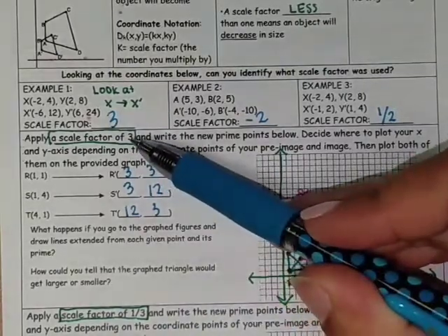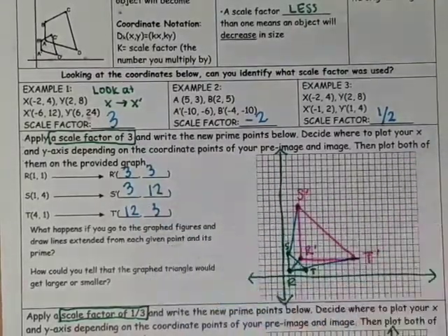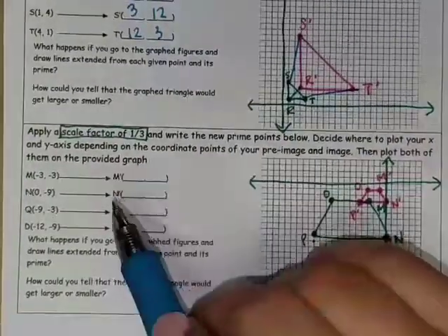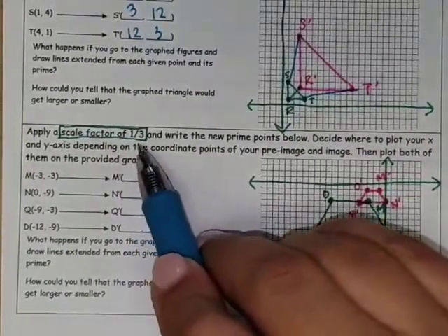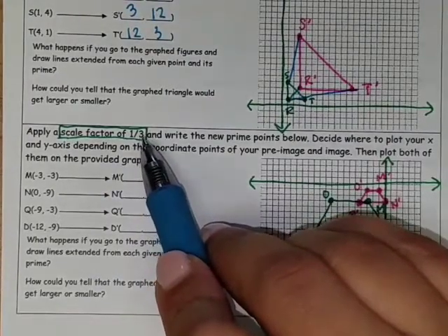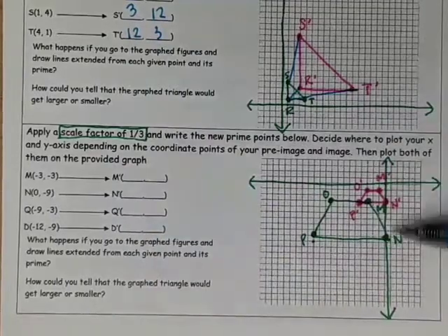Because the scale factor was bigger than 1. So that's what you can write there. All right. Now we're going to apply a scale factor of 1/3. So if we remember from our notes, when a scale factor is smaller than 1, it's going to make our object smaller. So again, I've already done it for you.